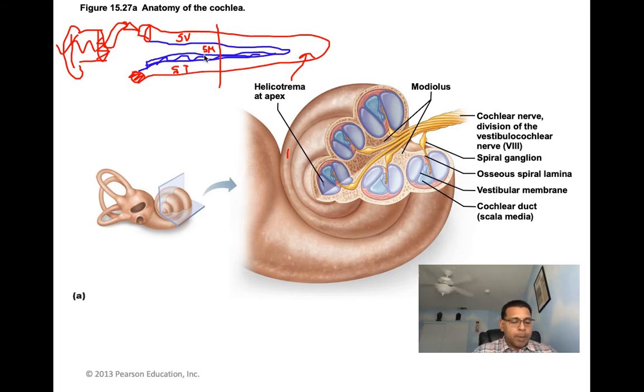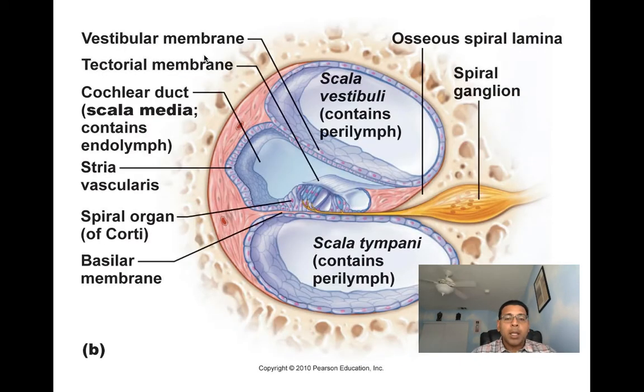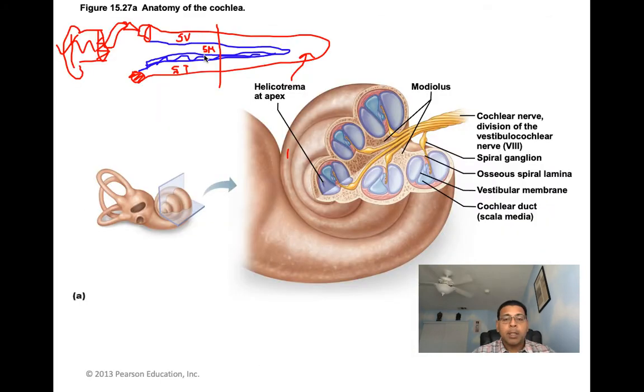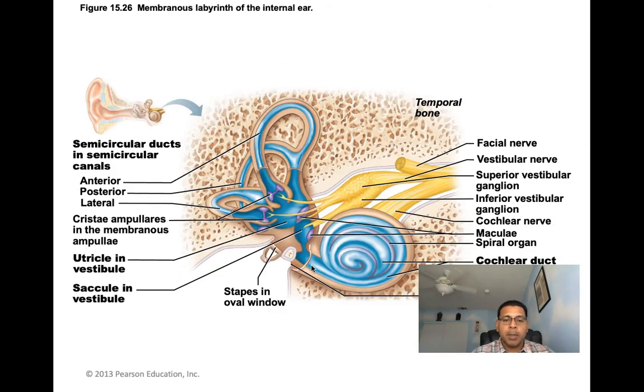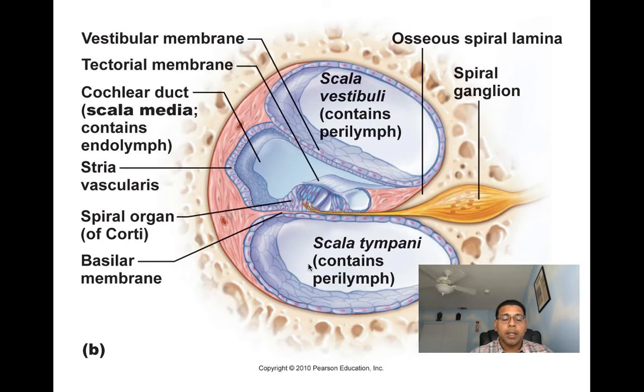So here then, let's talk more about this cochlea. Now the scala media, let's come to this picture here. The scala media is a part of the membranous labyrinth. You can see there the scala media, which is going to be in here. The scala media is a part of the membranous labyrinth. Therefore, it is filled with endolymph. The scala vestibuli and the scala tympani are a part of the bony labyrinth, and they contain perilymph. So here we can see that from this picture also: scala vestibuli and tympani, perilymph, endolymph in relation to the scala media.